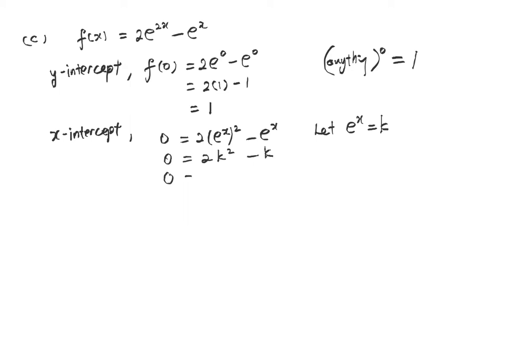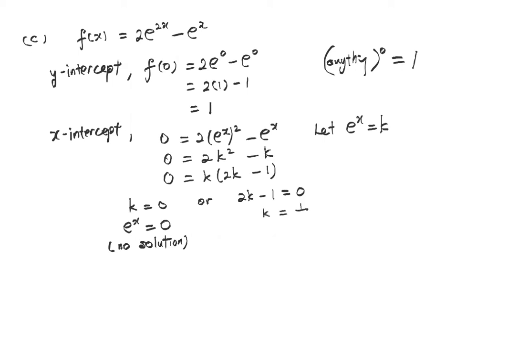So you can factorize out the k, correct? So I have k(2k minus 1). So k equals 0 or 2k minus 1 equals 0. So my k is e to the power x, so k equals 0 is no solution, or you can say impossible. Okay, so my k here is equal to half.